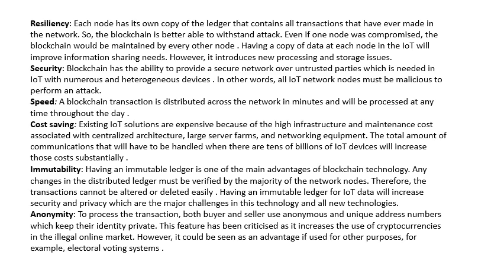Immutability: the ledger is one of the main advantages of blockchain technology, and in IoT it will increase security and privacy, which are the major challenges of this technology. Anonymity: to process a transaction, both buyer and seller use an anonymous and unique address, a unique identifier, which keeps their identity private.